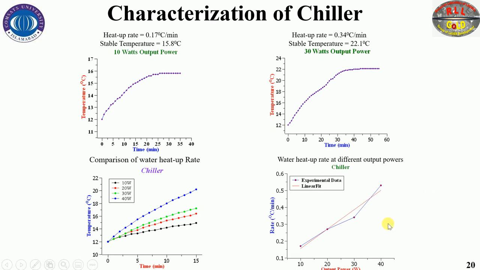This is basically showing the rate which is increasing with the output power. The blue one is showing the experimental result and the red one is the linear fit curve to check what the behavior will be if the heat up rate increases linearly with the output power.